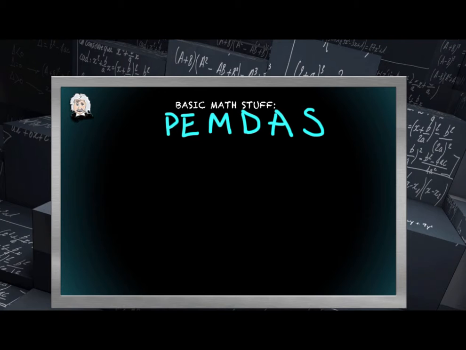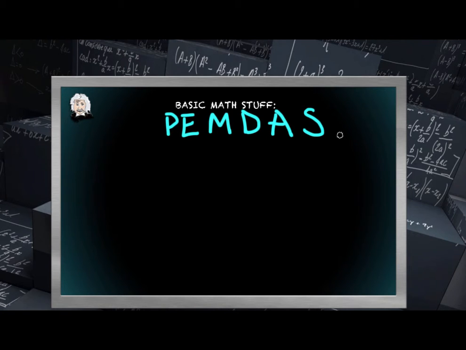PEMDAS stands for parentheses, exponents, multiplication, division, addition, subtraction. Students are often taught to think of that as please excuse my dear Aunt Sally to help them remember. PEMDAS. Please excuse my dear Aunt Sally. And that essentially says, do your operations left to right, but give priority to the first elements in PEMDAS. Parentheses first, exponents second, etc.